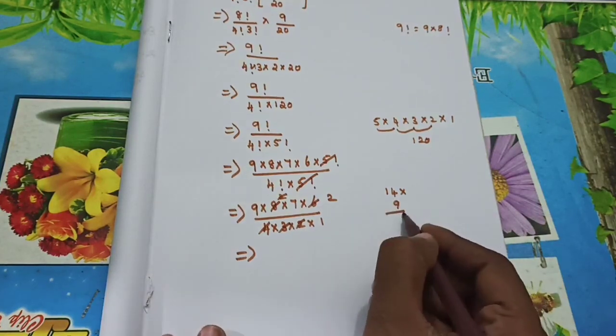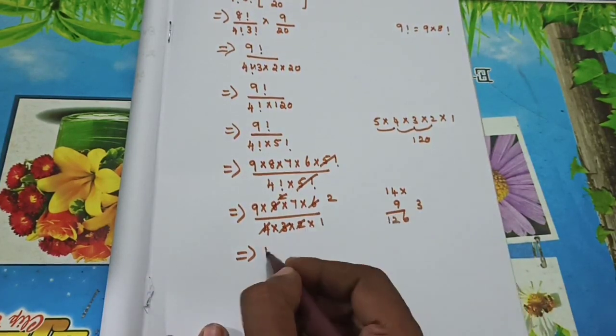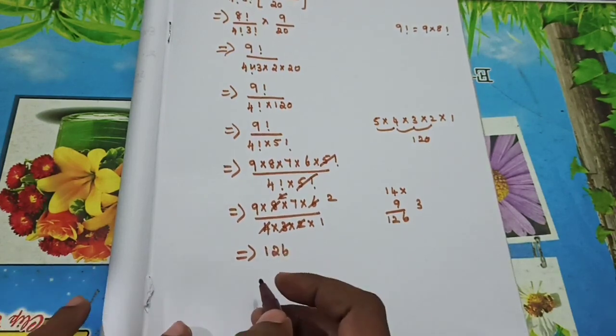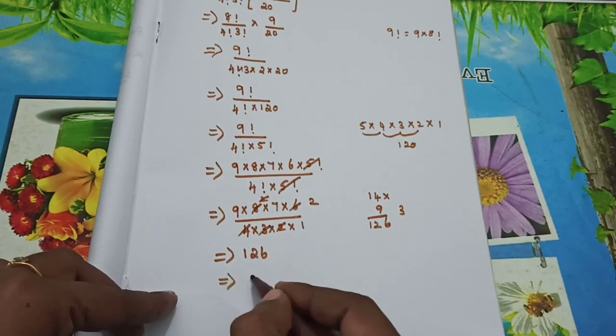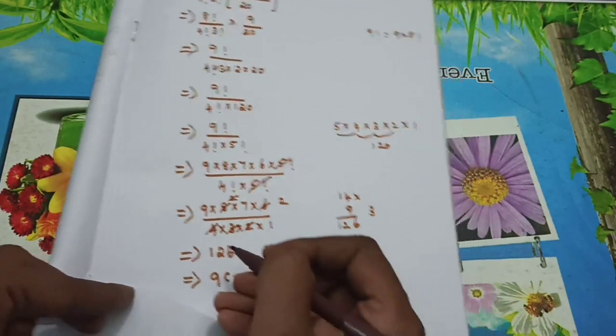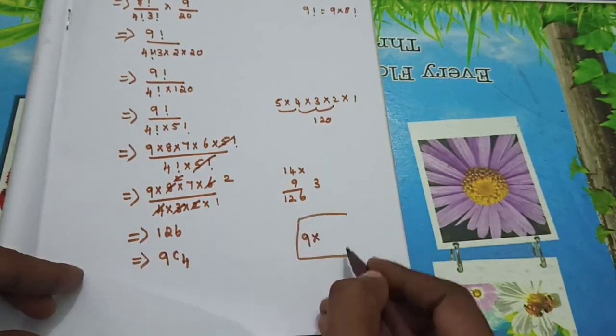14 into 9, is it right? So 6, 3, 1, 9 is 9 plus 3 means 126. So you got the answer as 126. So 126 we can write as 9C4. How much? 9C4, find out the value.